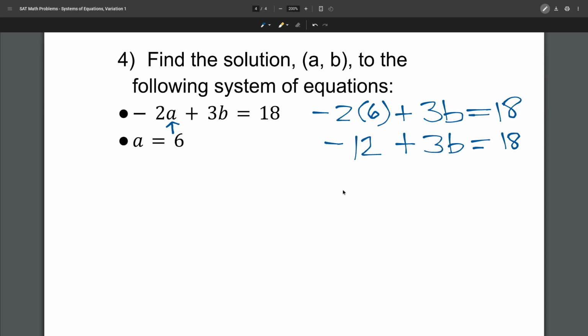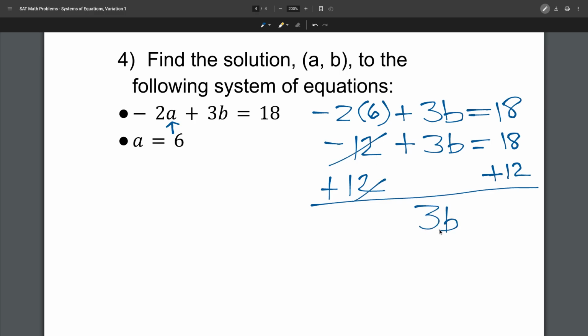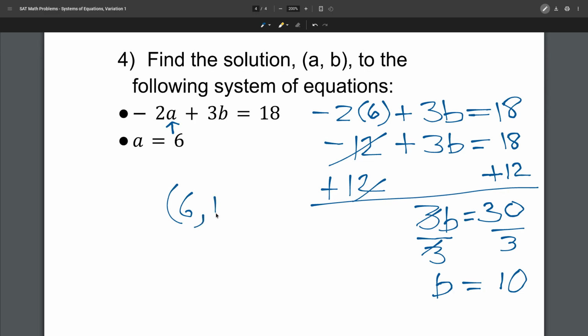To get rid of the negative 12 on the left-hand side, I'm going to add 12 to both sides. These are going to cancel. We'll get 3b equals 30. We're then going to divide both sides by 3. The 3's are going to cancel here, and we'll get b is equal to 10. So our solution here is going to be 6, 10.